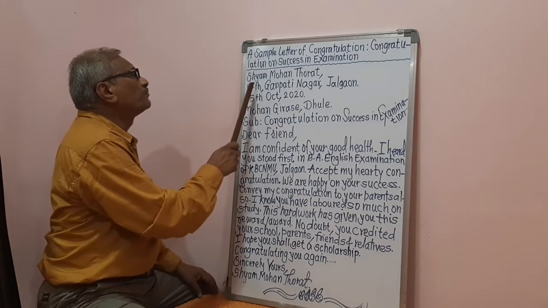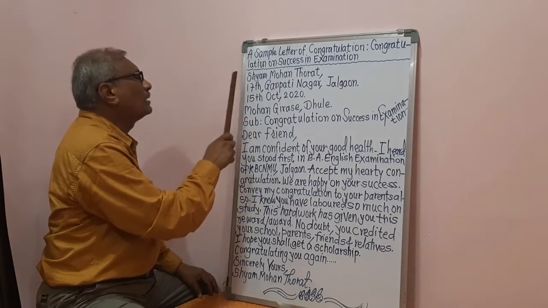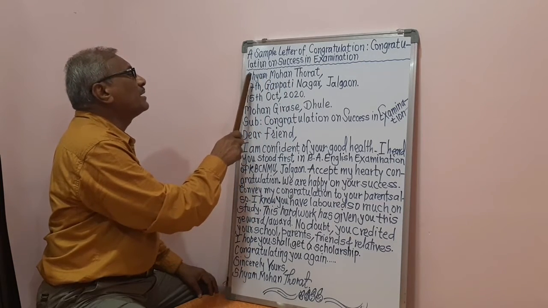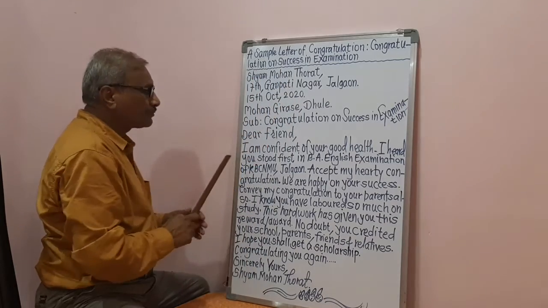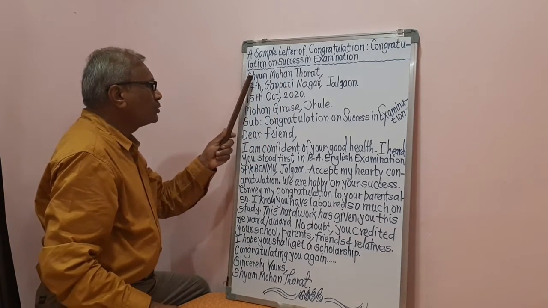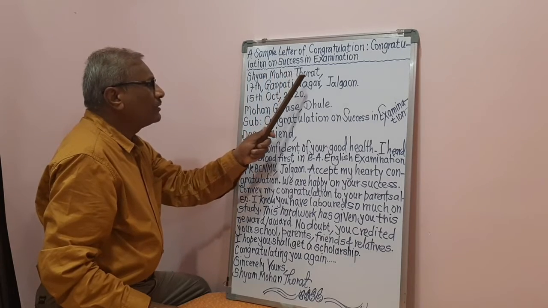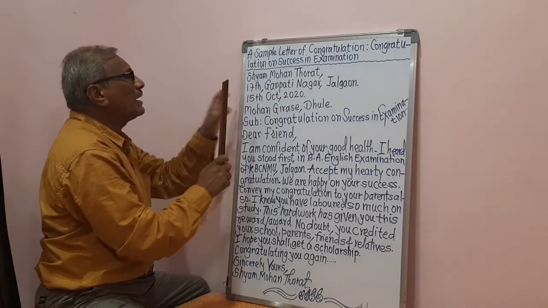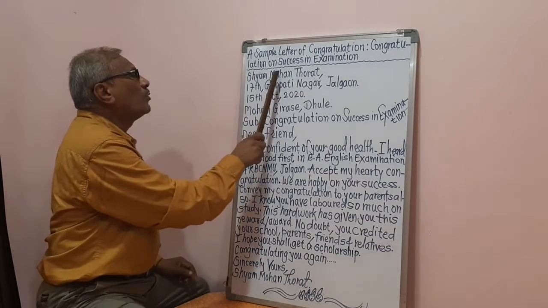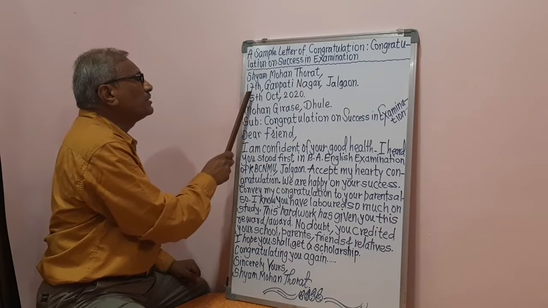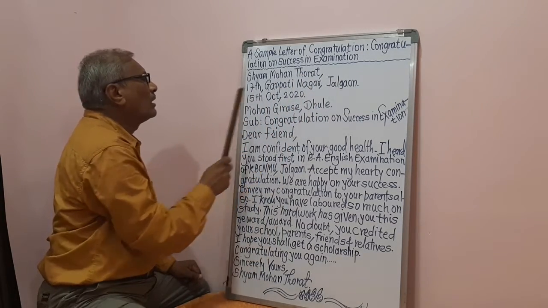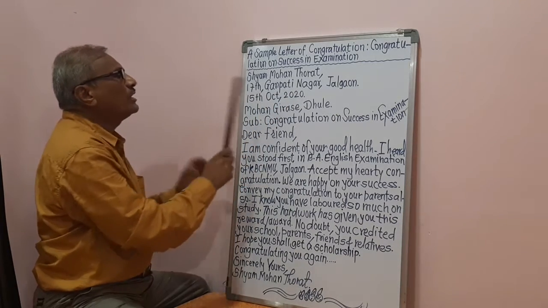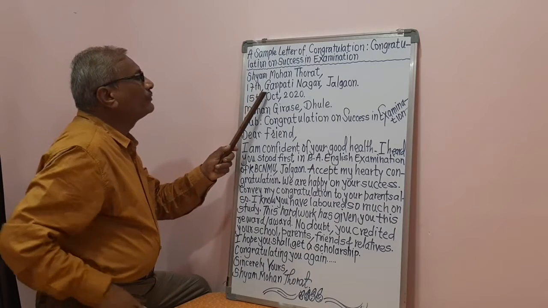For example, the letter is beginning from here, and here is the address of the sender. Remember, at first we should give the address of the sender. So what is the address of the sender? Shyam Mohan Thorat, 17th Ganpati Nagar, Jalgaon, and 15th October 2020. So this is the address of the sender.